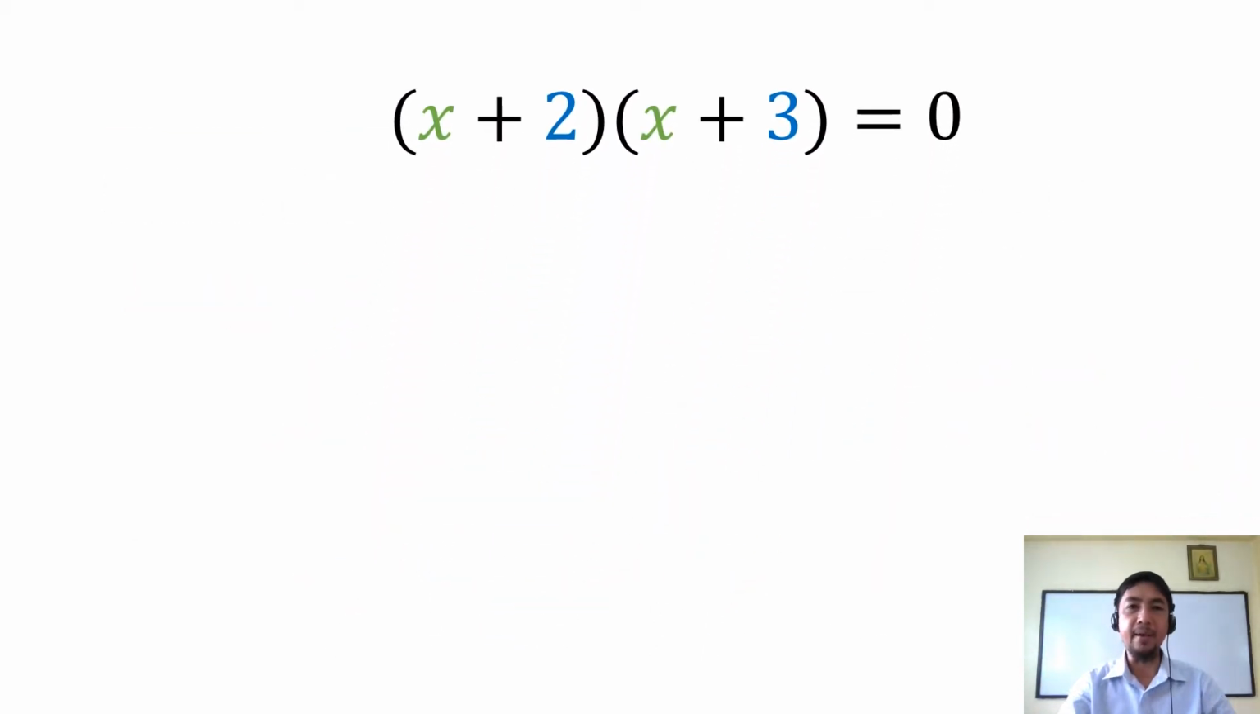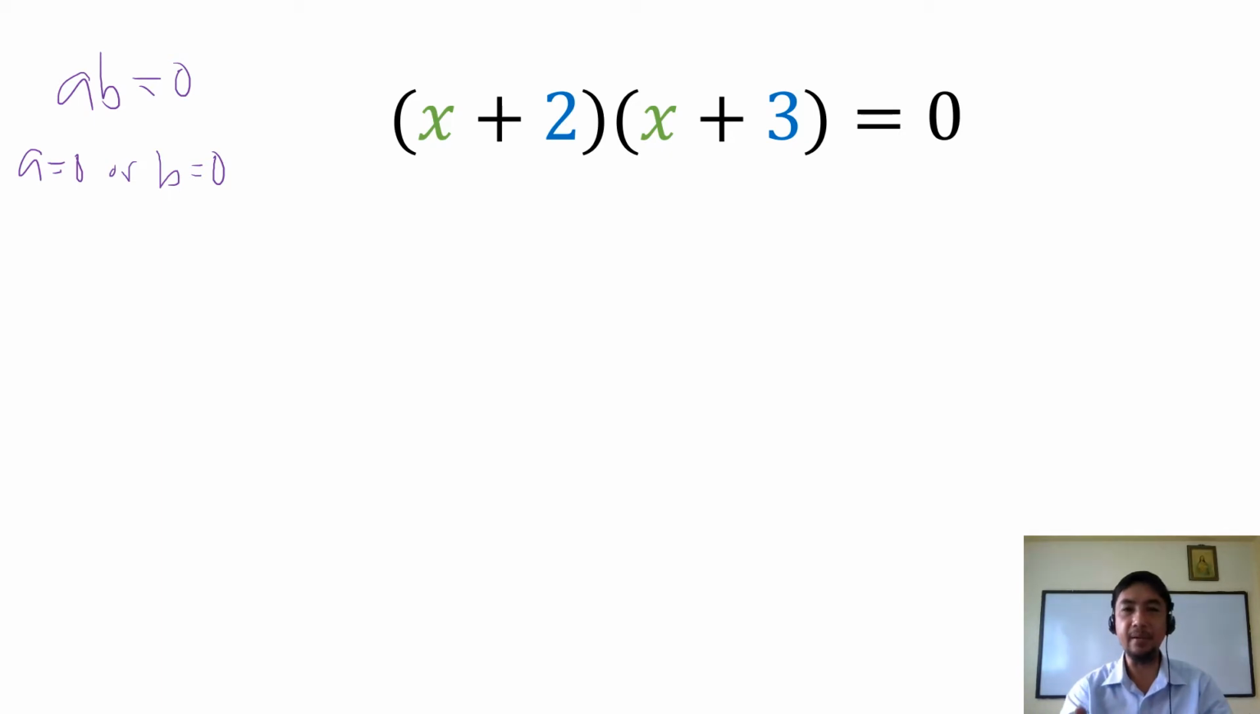Alright, so we have now x plus 2 times x plus 3 is equal to 0. Now to solve this particular quadratic equation, we are going to use the idea of a times b equals 0. That means if a times b equals 0, it follows that a can be 0 or b equals 0 or both a and b equals 0.